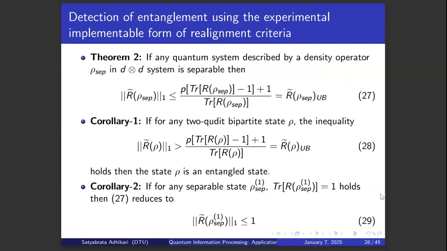Okay. Now one thing you can see is that for any separable state, the trace R rho must be equal to 1. The derivation is given in the paper. If the trace R rho equals 1, then the trace norm of R tilde, the structural physical approximation of the density operator, must be less than or equal to 1.